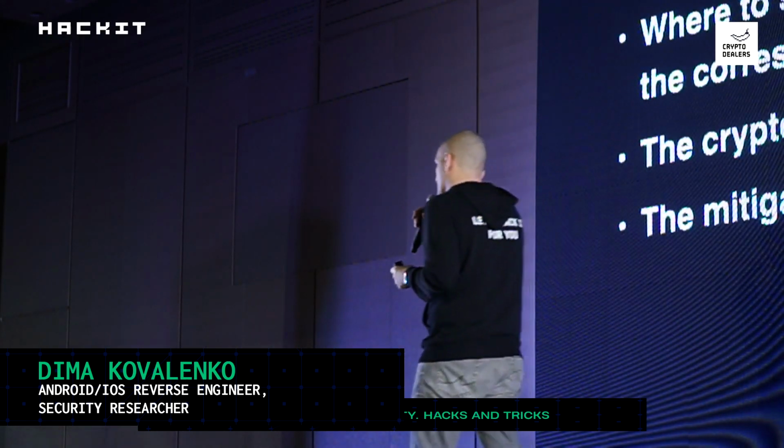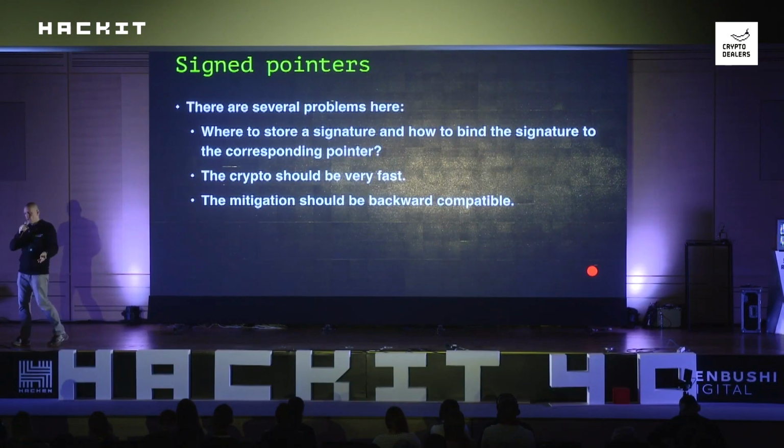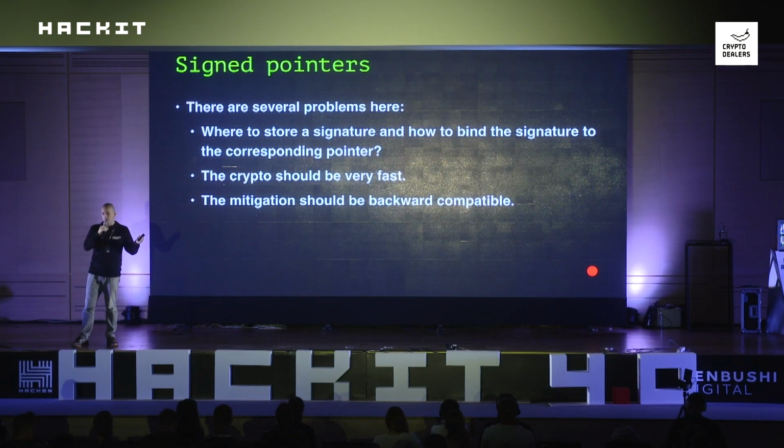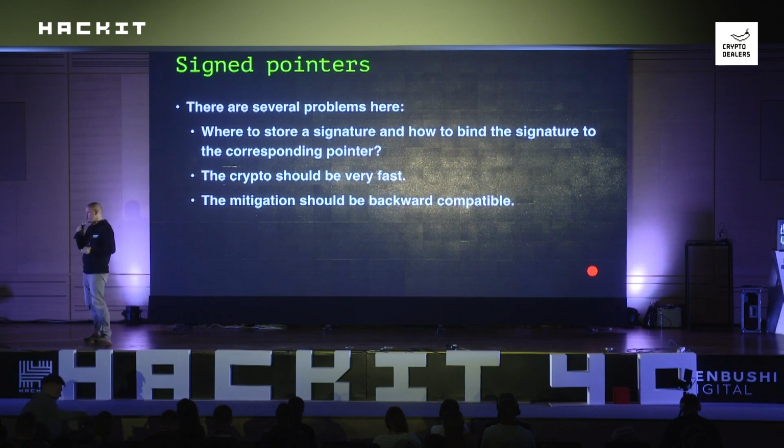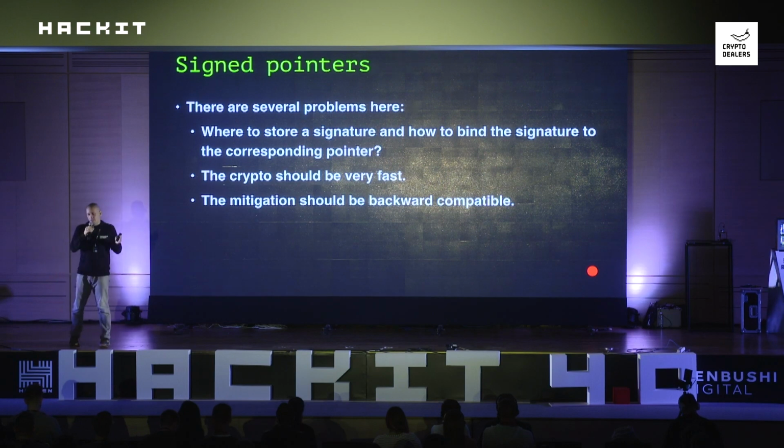Another problem is that our crypto should be very, very fast, because storing a pointer in memory, loading a pointer from memory, and branching on that pointer are very frequent operations during any application execution. So the crypto should be very, very fast. And the last, actually main, problem is backward compatibility. We should not break things. We should introduce new features in a smooth, light way. Do not break already existing systems.